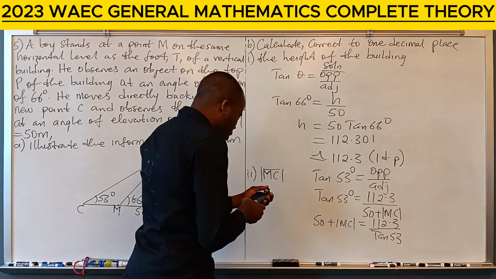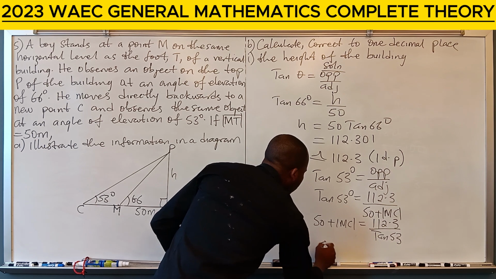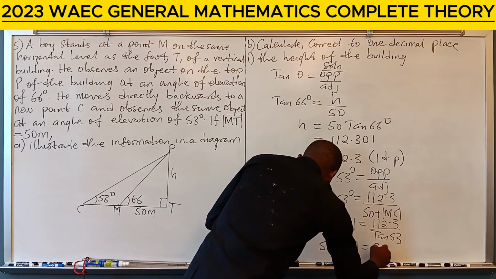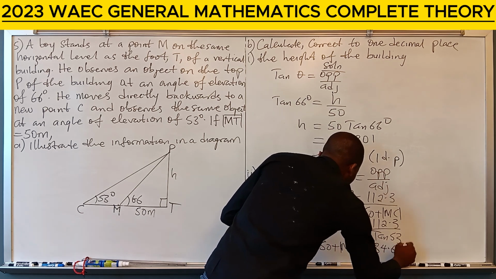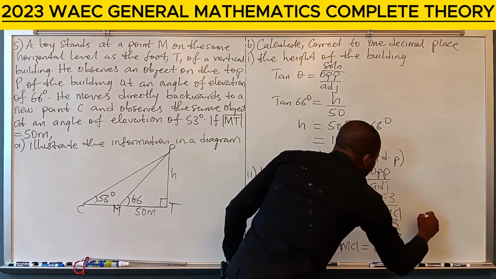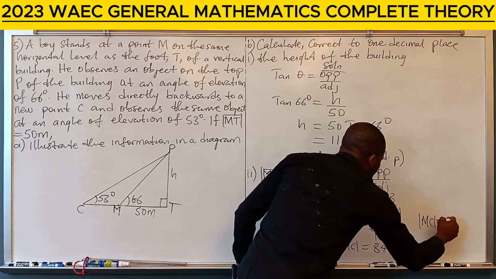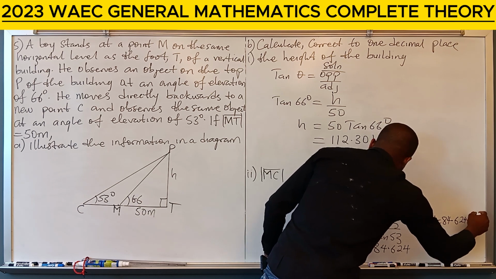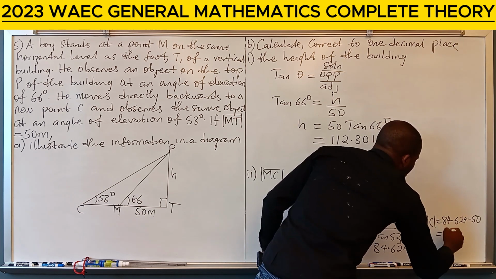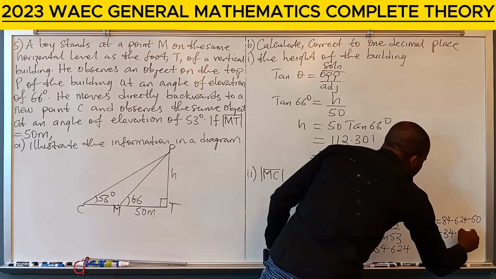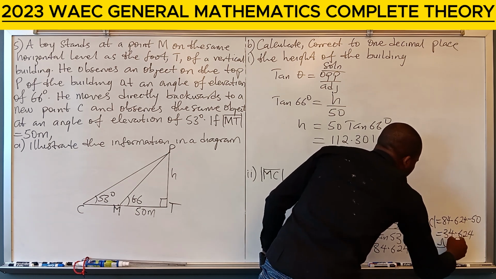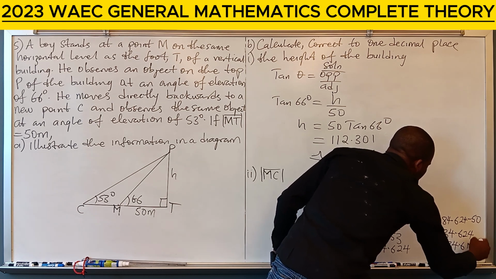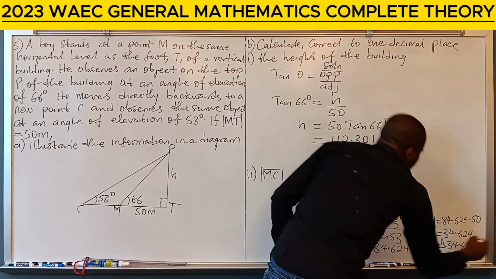And when we divide this, we'll have 50 plus MC equals 84.624. So that MC will be 84.624 minus 50, which is 34.624, approximately 34.6 meters to one decimal place.